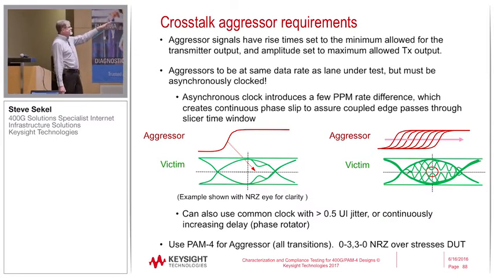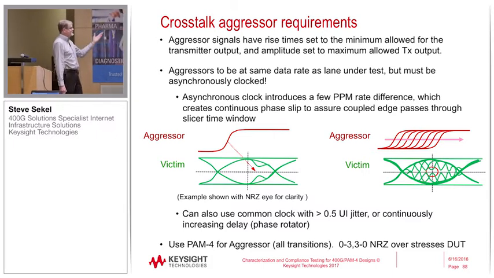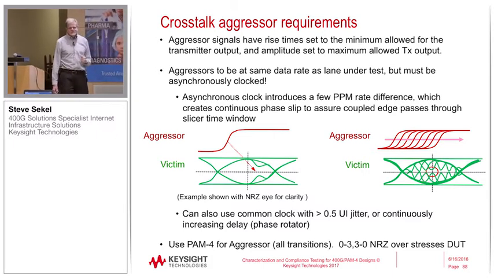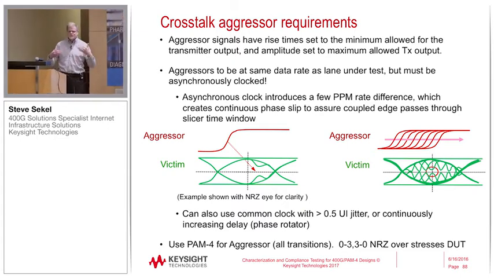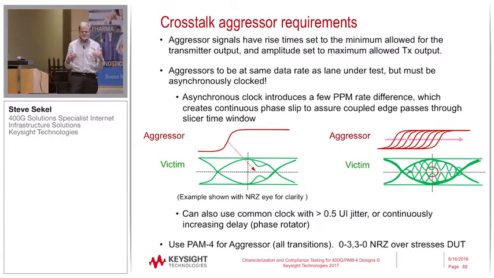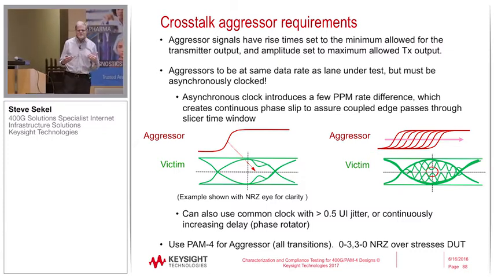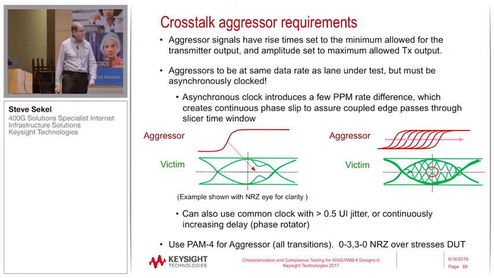So it needs to be at the same data rate, but it must be asynchronously clocked. And why must it be asynchronously clocked? The reason is that you basically need a slip phase. So if you asynchronously clock it, the assumption is the two clock generators are not going to be exactly the same frequency stability, and there's going to be a few parts per million difference in their absolute clock frequencies. And the crosstalk only causes a problem when the coupling edge passes through the slicer time window.